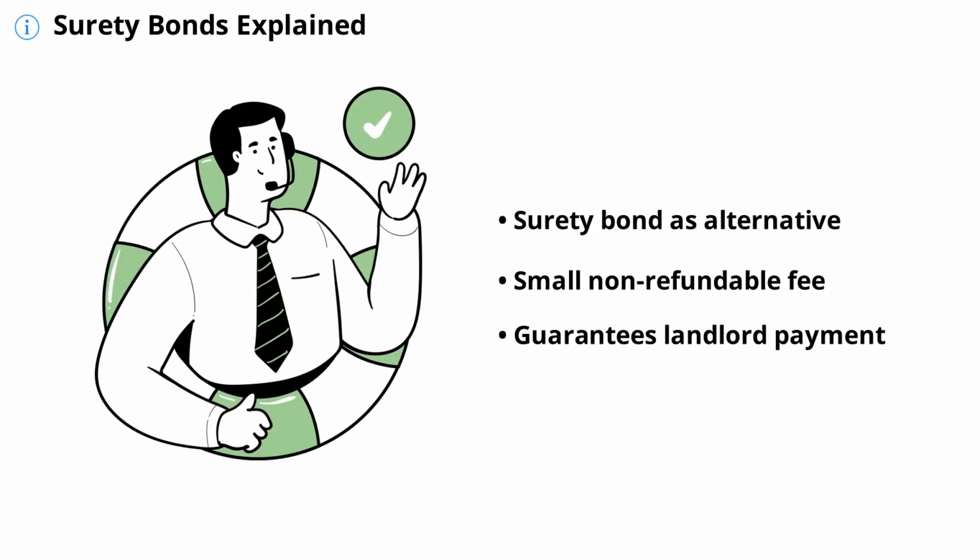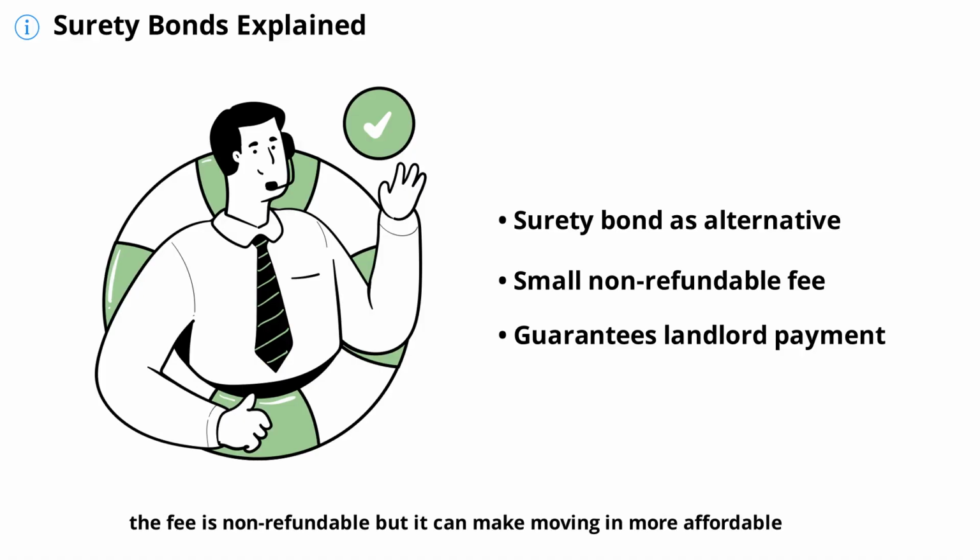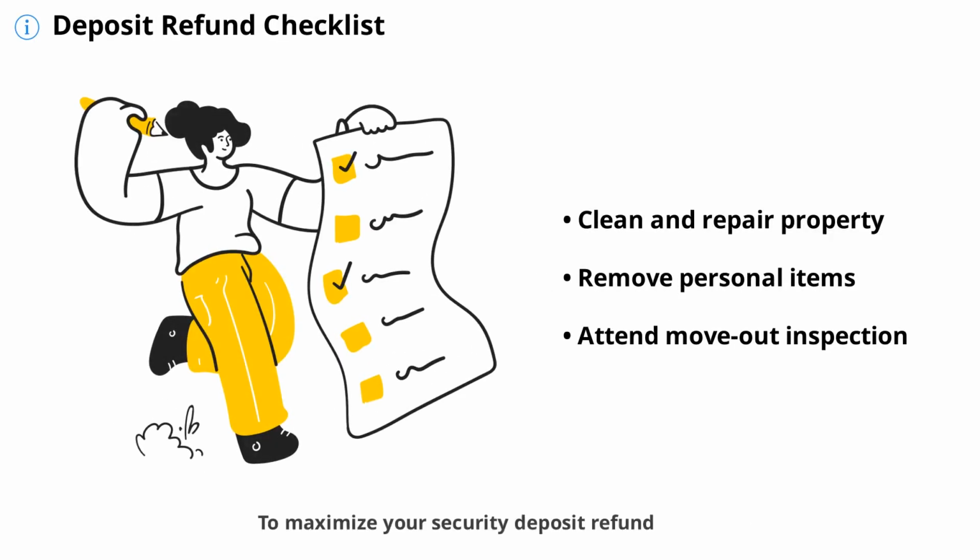A surety bond is another deposit alternative. Tenants pay a small fee to a third-party company, which guarantees payment to the landlord if damages or unpaid rent occur. Like insurance, the fee is non-refundable, but it can make moving in more affordable. To maximize your security deposit refund, follow a checklist before moving out. Clean thoroughly, repair minor damages, remove all personal items, and attend the move-out inspection. Provide your forwarding address so the landlord can send your refund promptly.